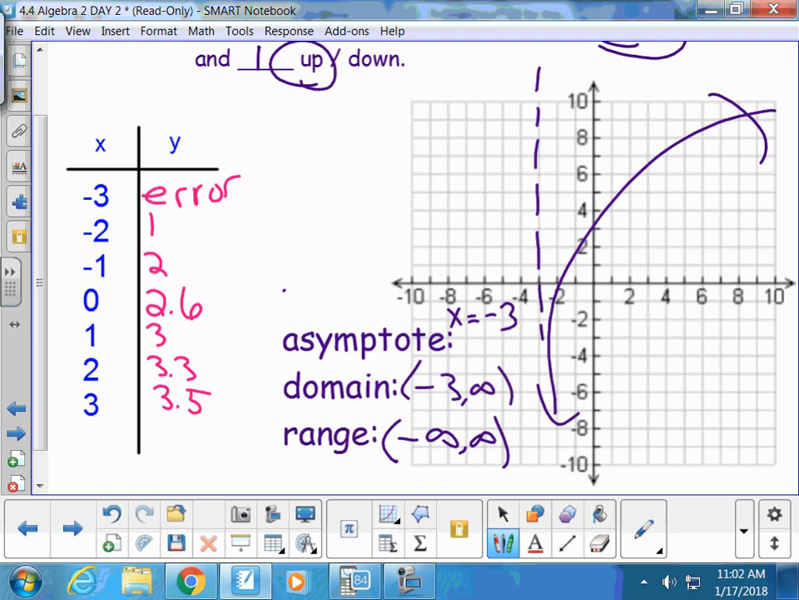I'll leave this slide up because I know people are probably still writing. I'll even pause it here. The homework is in the book. It's over on this board, so make sure you snap a picture of it or write it down. Okay.